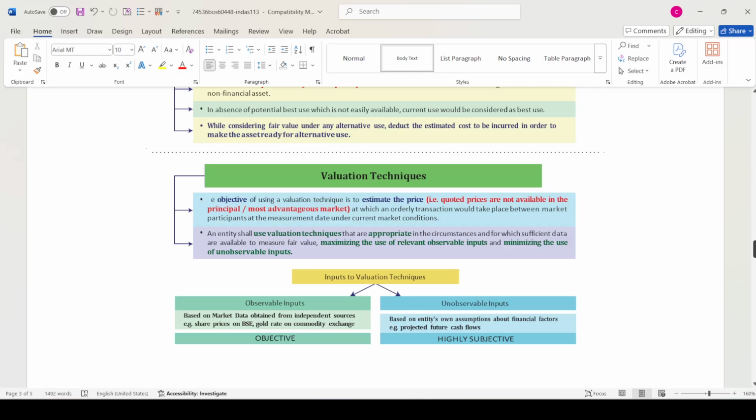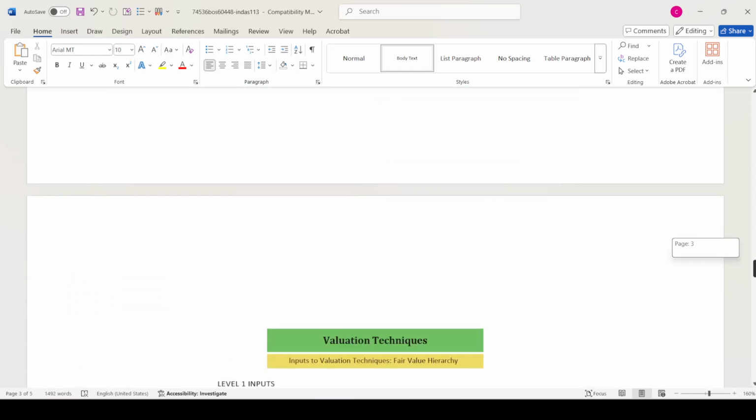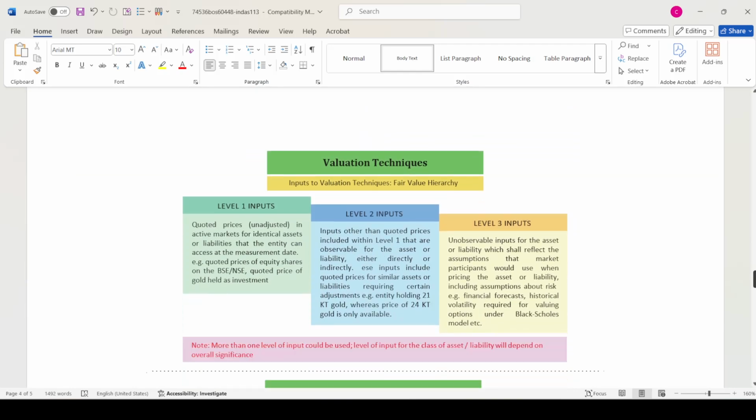Inputs to valuation techniques. Observable inputs are based on market data obtained from independent sources, like share prices in BSE, gold rate in the commodity market, etc. Unobservable inputs are based on the entity's own assumptions about financial factors, for example, projected future cash flows, etc. We will project the cash flows and determine the value of the asset. Like, what are the valuation techniques?